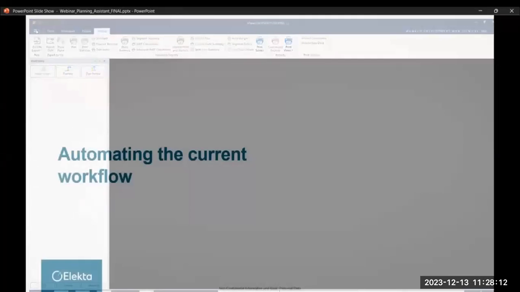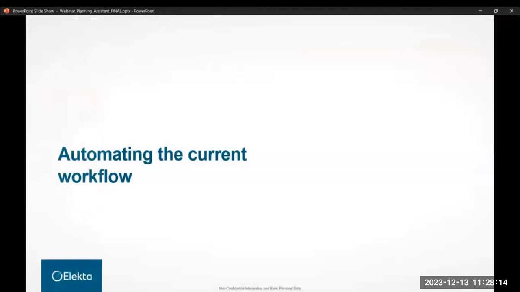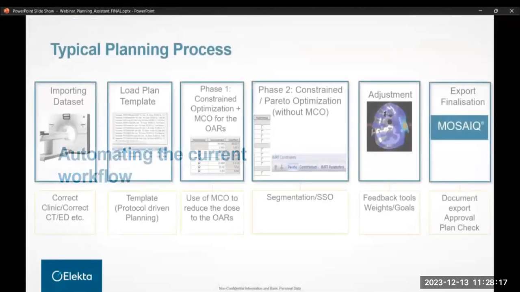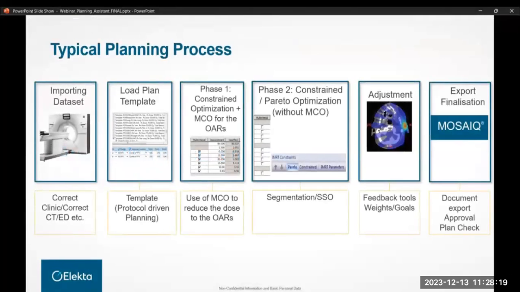Just in the interest of time, I'll go into how we can automate the current workflows. If you take a typical planning process, no matter what sort of area or treatment site you're planning, the process is largely the same. We are importing data, making sure the correct clinic and the CT to ED file is correct. We're loading templates, and as I said, our templates contain quite a comprehensive list of information we can use to start planning very, very quickly.